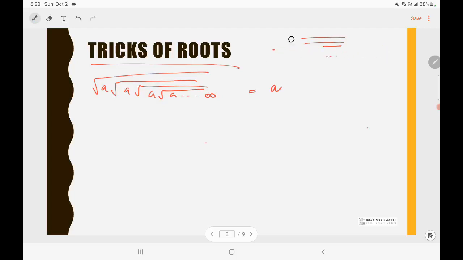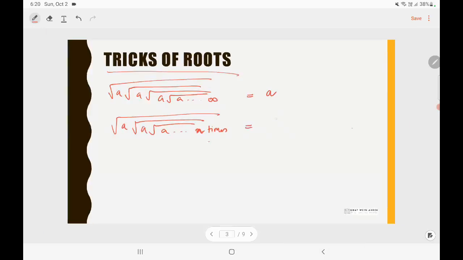Okay. Now let us look into another question. If you have root of a into root of a into root of a, n times, this is not till infinity, it's only repeating n times, then this is equal to a raised to (2 raised to n minus 1) divided by 2 raised to n.